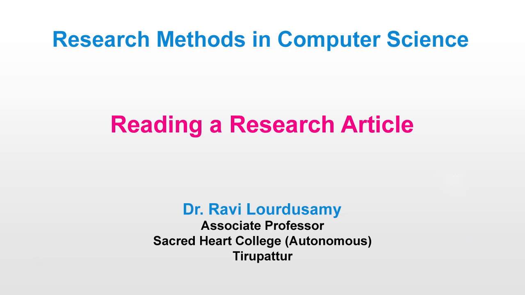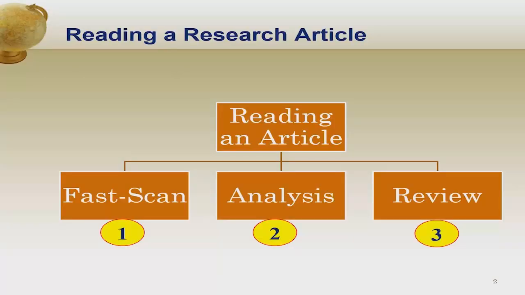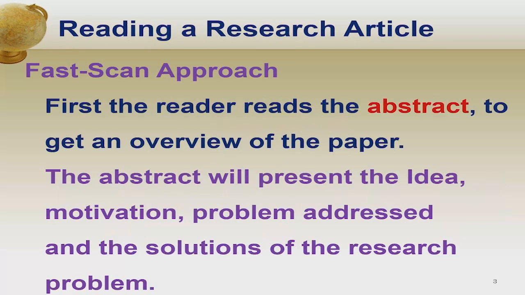This video will educate you on the topic how to read a research article. To read a research article, one can follow a three-step process consisting of fast scan approach, analysis approach, and review approach. In the fast scan approach, the reader reads the abstract first to get an overview of the paper.